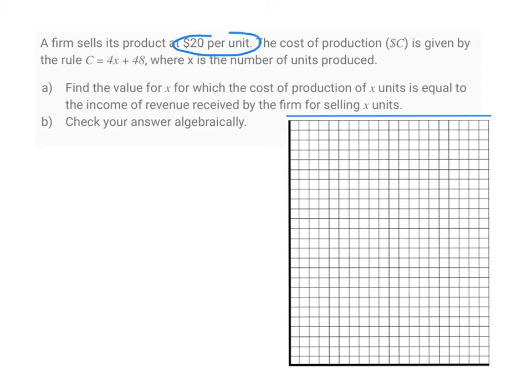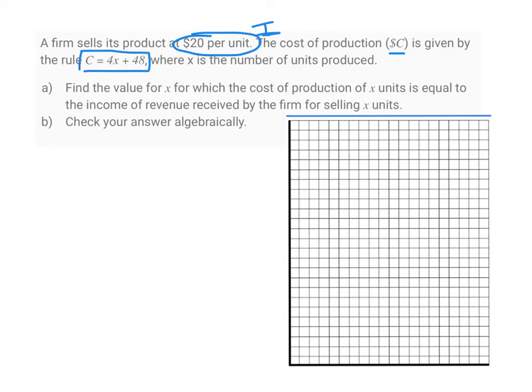So the company sells its product at $20 per unit. That's going to be the income. So that's good to know. And we also know that the production cost is given by the rule. So there's our formula for cost, where X is the number of units produced.